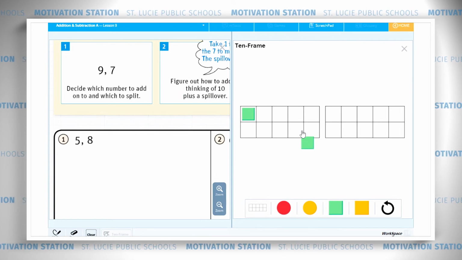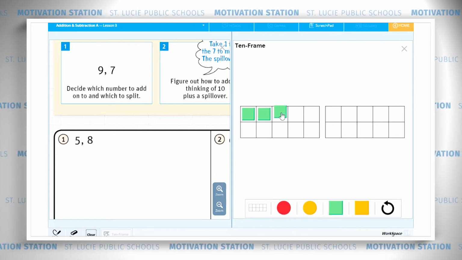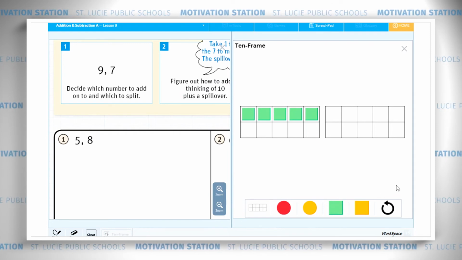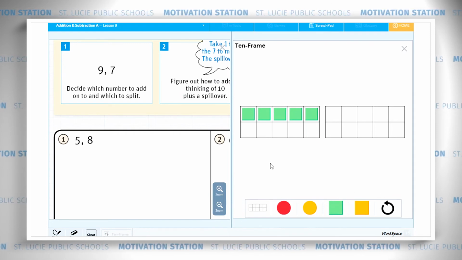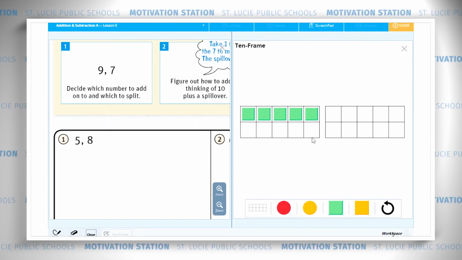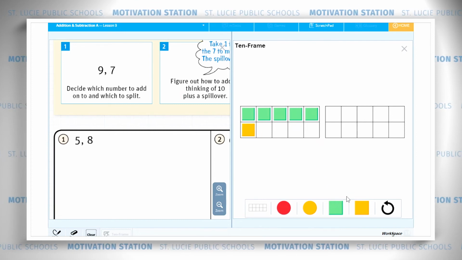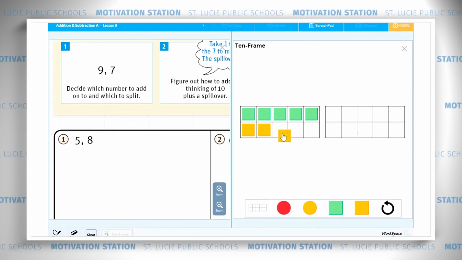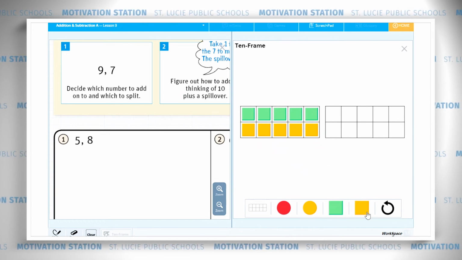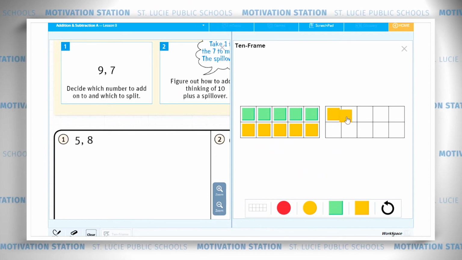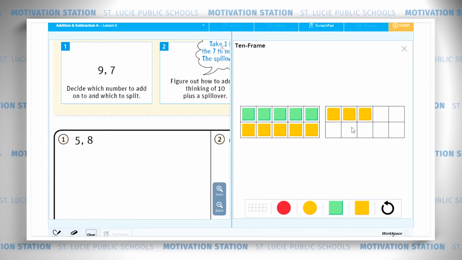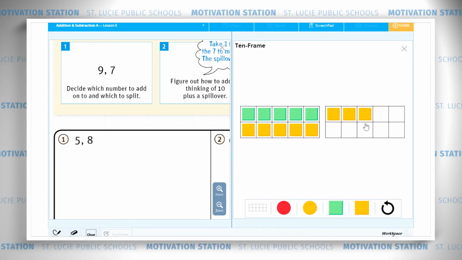Okay, 5. 1, 2, 3, 4, 5. Okay, plus 8. But before we add that 8, let's think here. I have 5 left to fill up this frame, and that's where we got the 5 plus 5 in the first step of our equation. And we still need 3 more to get to 8. So our new equation became 10 plus 3 equals 13.